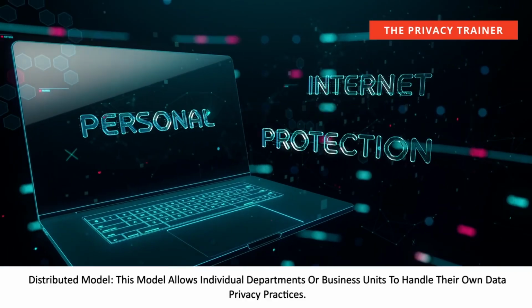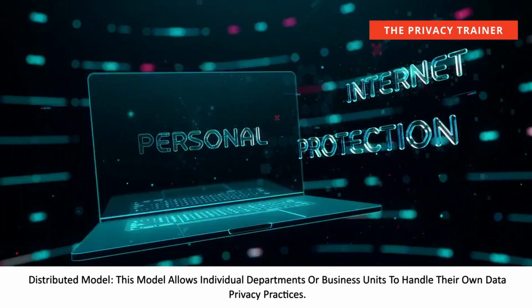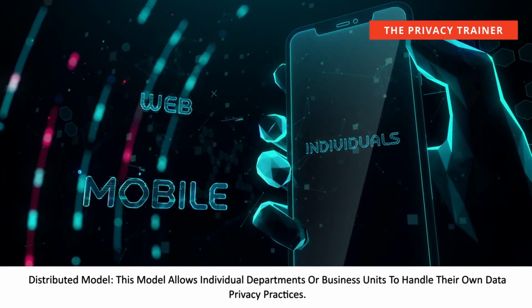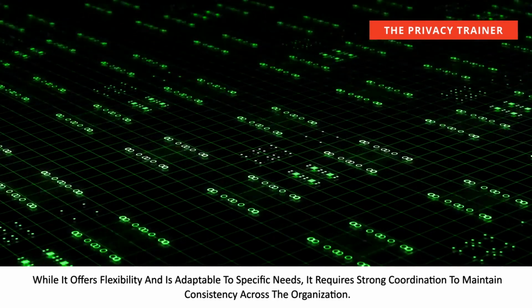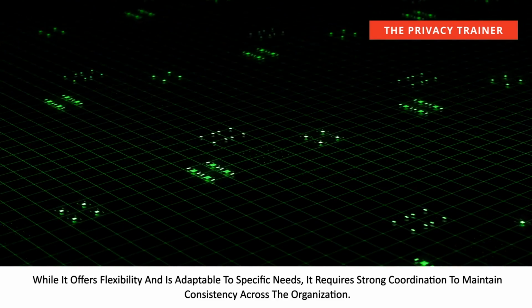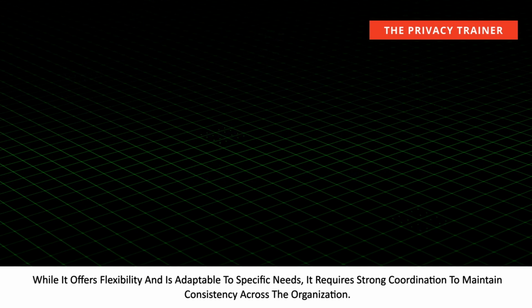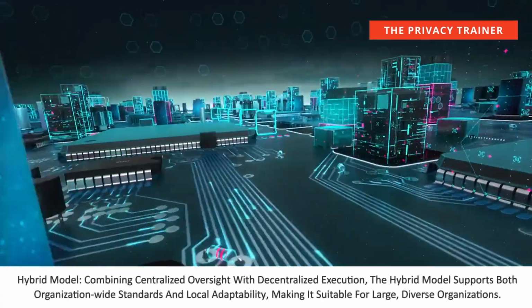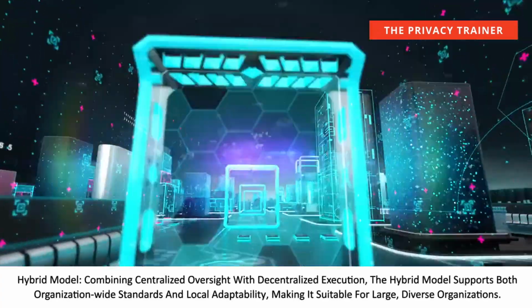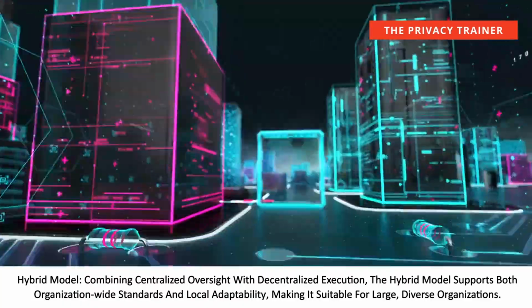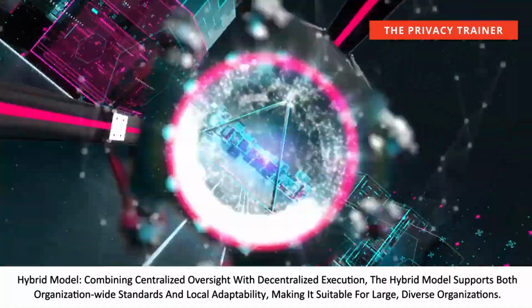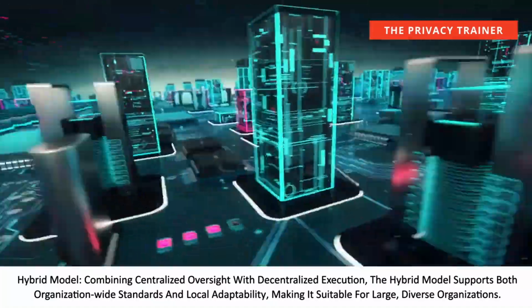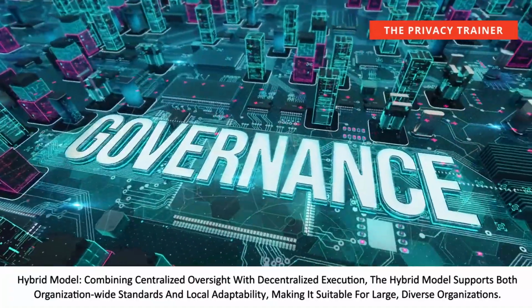Distributed model. This model allows individual departments or business units to handle their own data privacy practices. While it offers flexibility and is adaptable to specific needs, it requires strong coordination to maintain consistency across the organization. Hybrid model. Combining centralized oversight with decentralized execution, the hybrid model supports both organization-wide standards and local adaptability, making it suitable for large, diverse organizations.